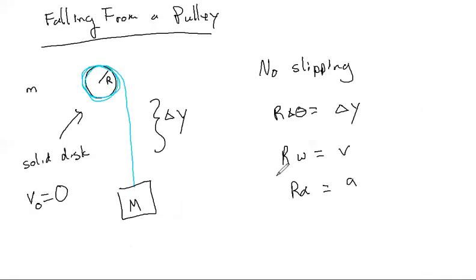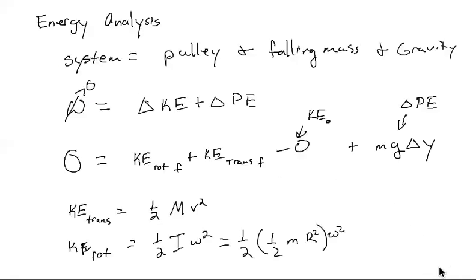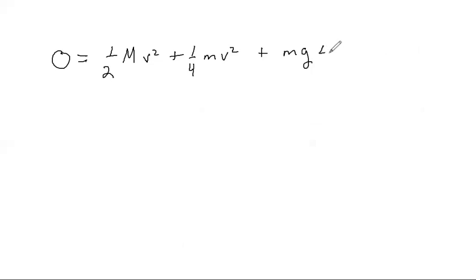And there's one final simplification I can make. Because I know it rotates without slipping, I can relate omega to v. So I can write this as 1/4 the mass of the pulley, and I can write omega as v over r. So the r's cancel, and I get v squared. So let me rewrite this. I find that 0 equals 1/2 big M times v squared plus 1/4 little m times v squared plus mg delta y.